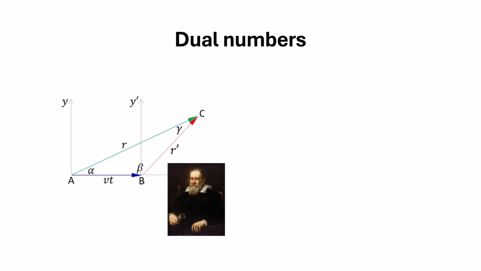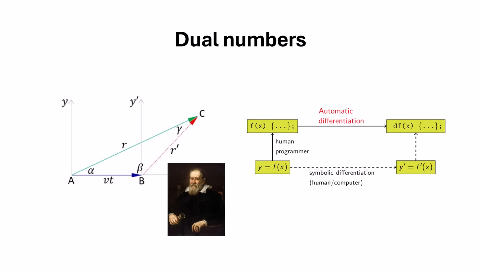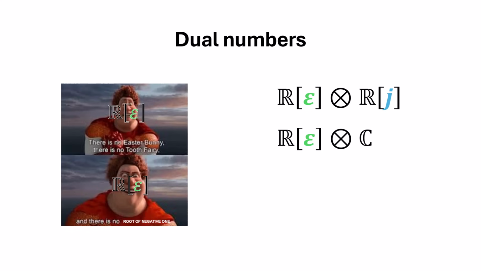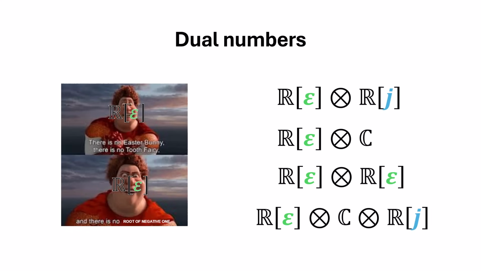They can also be used in programming to compute derivatives of functions with a method called automatic differentiation. However, just like the split complexes, they do not have a root of -1, so they are pretty incomplete. We can take tensor products with any of these and define even more exotic number systems that keep commutativity and associativity.